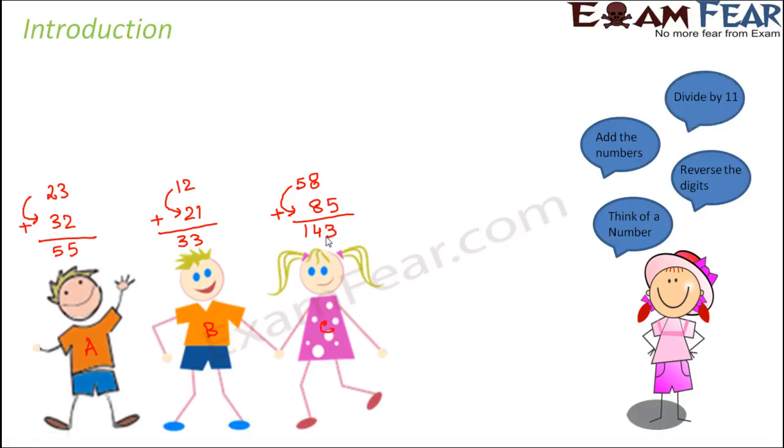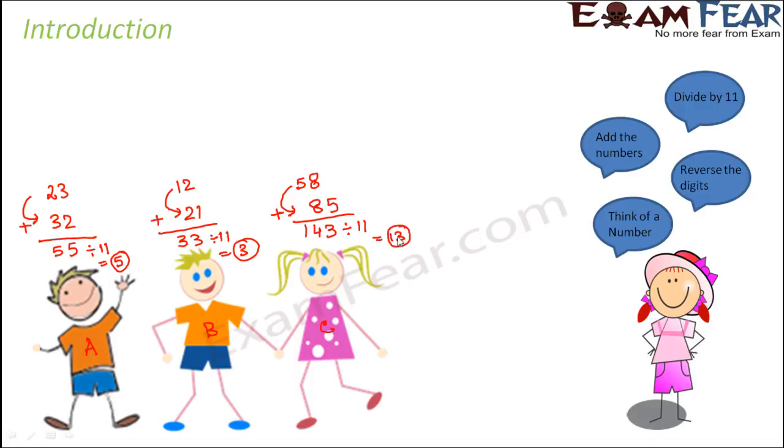Now the teacher asked them to divide the sum by 11. So you divide 55 by 11, you divide 33 by 11 and you divide 143 by 11. How much do you get in this case? You get 5. Here you get 3. And how much do you get in this case? Here you get 13.